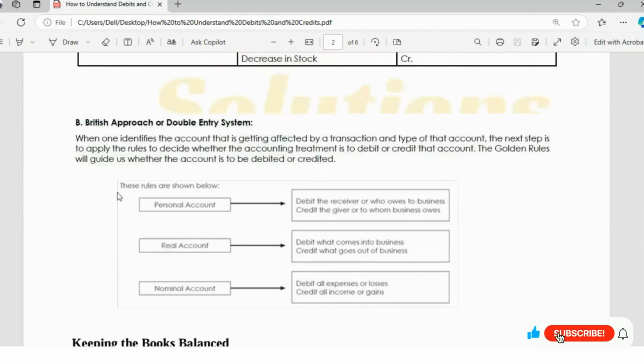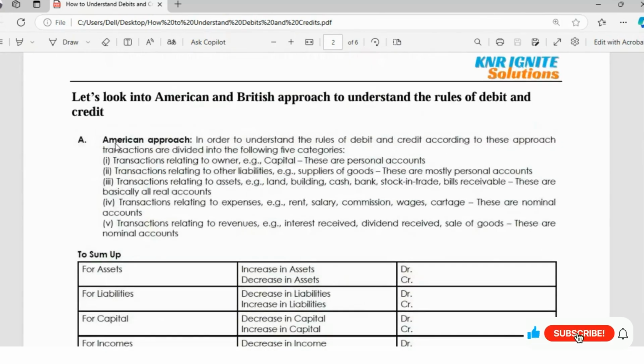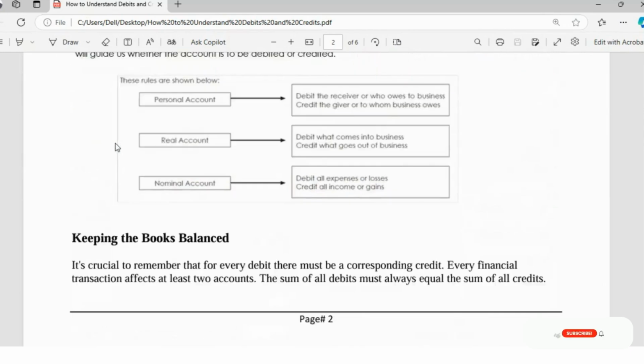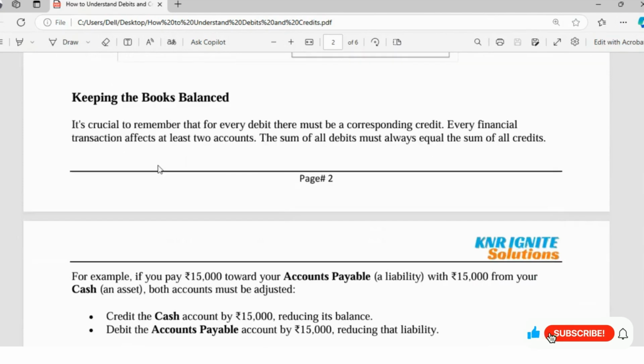Either you can follow the British approach or the American approach, but both will result in the same thing at the end. Okay, so this will help us to keep the books balanced. When I say balanced, accounting is a double entry system, not just a single entry, where every debit should have a corresponding credit as well.